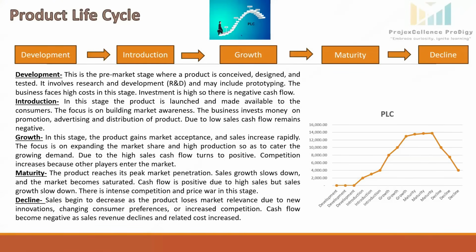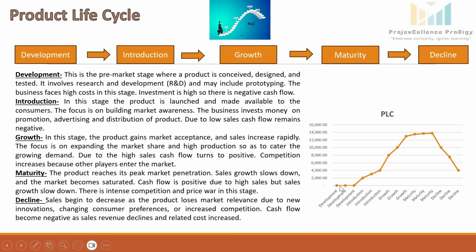The product life cycle is the time span during which a product passes through various stages from inception to decline. These stages typically include development, introduction, growth, maturity, and decline. Before we go into the detailed theory, let's understand the PLC representation with this graph. The x-axis is showing all 5 stages from development to decline, and the y-axis is showing the sales figure.